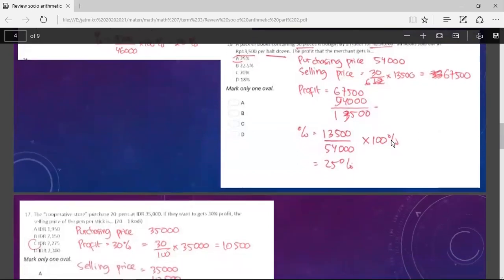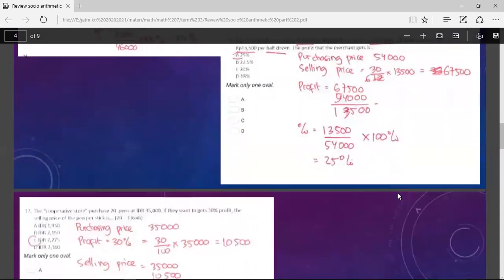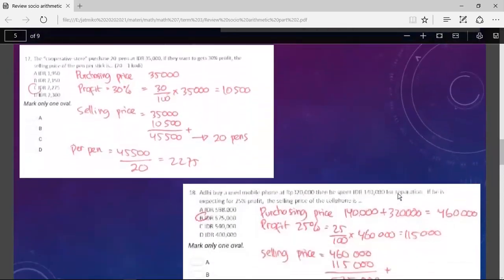And then for the percent, if you got the answer until this part, it means you understand social arithmetic part 1. And now we turn to part 2, when we are counting the percent. So 13,500 divided by the purchasing price times 100%, so 25%. Okay, I think that's clear enough. And we can continue to the next question.